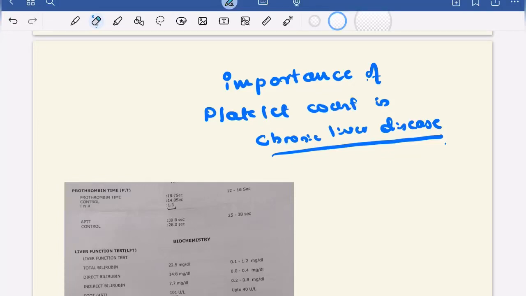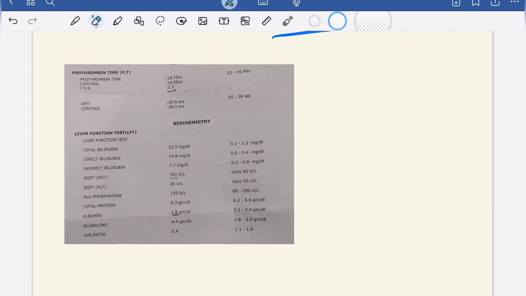Today in this video I am going to discuss the importance of platelet count in chronic liver disease patients. This is an LFT report of a DCLD patient who presented to us with upper GI bleed. So this is a case of DCLD.